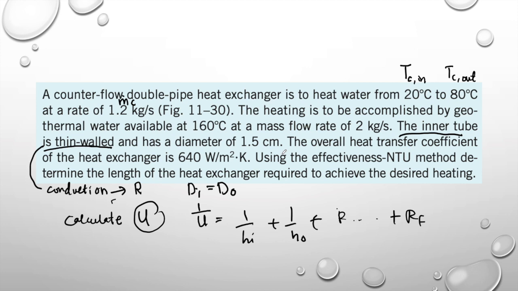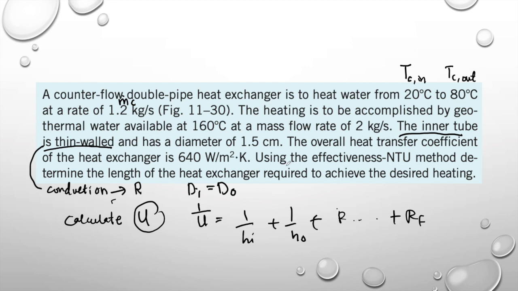So, using the effectiveness NTU method. In this question, it asks specifically that you use the effectiveness NTU method. What if this question changes a little bit and asks only to determine the length of the heat exchanger required to achieve the desired heating? What kind of method will you use to determine the suitable method, either LMTD or NTU?